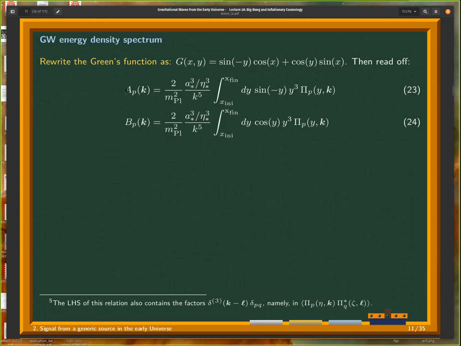And A, which multiplies the cosine in my solution at late times, now involves sine of minus y inside the integral. And B, which multiplies sine in the solution at late times, contains cosine of y inside the integral.